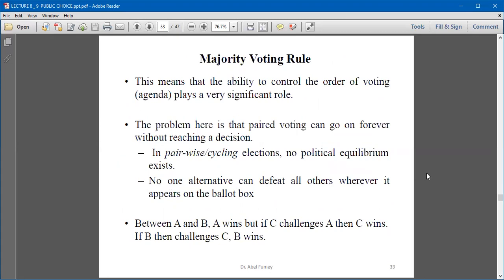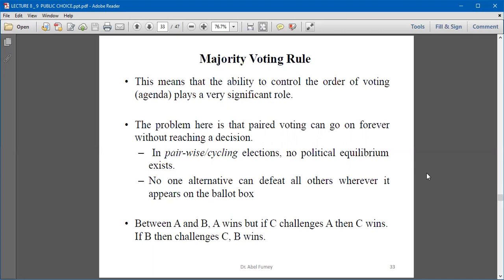So here, under the majority voting rule, we assume we don't have what we call single peaked preferences, where we are able to get an ultimate outcome just after one round of election.